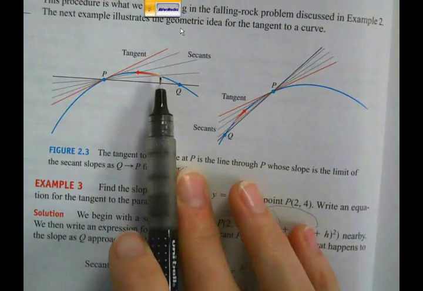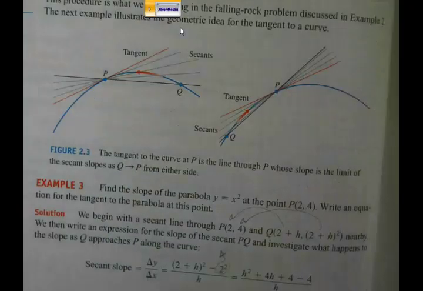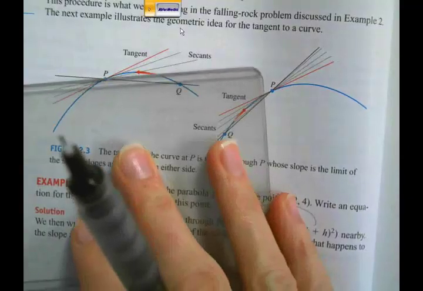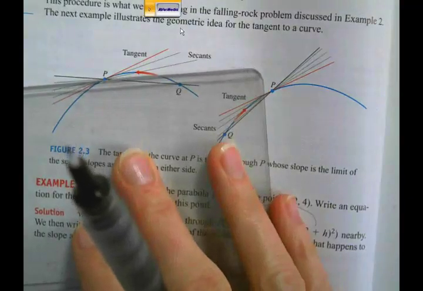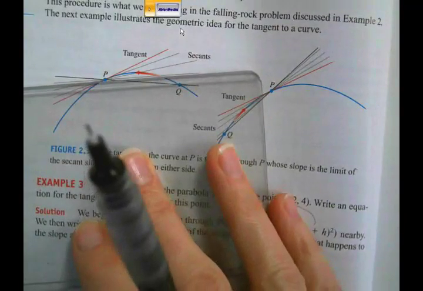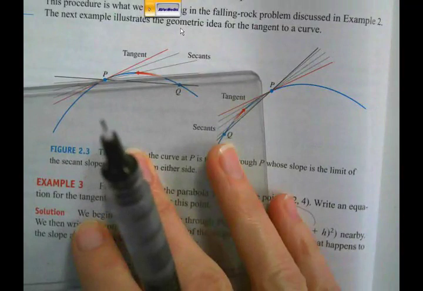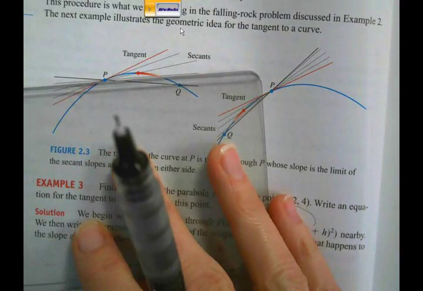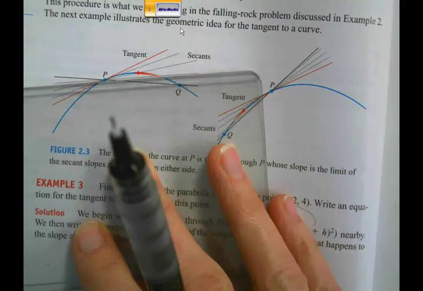It says, take a look. Let's just kind of read the title of this figure. It says, the tangent to the curve at P. So you're looking for the tangent line at P. The tangent to the curve at P is the line through P, whose slope is the limit of the secant slopes as Q. And when you see this Q arrow P, that means as Q approaches P from either side. Let me see if I can focus this a little bit. Wow, that's a lot of words.